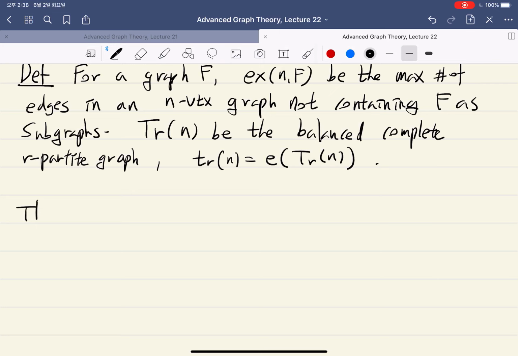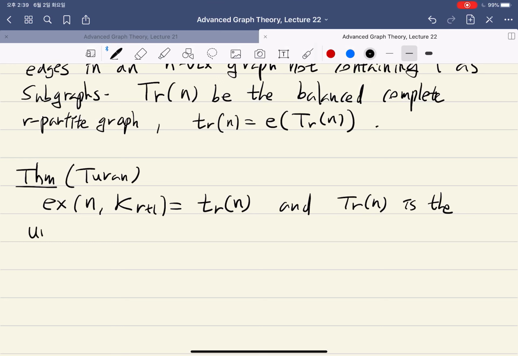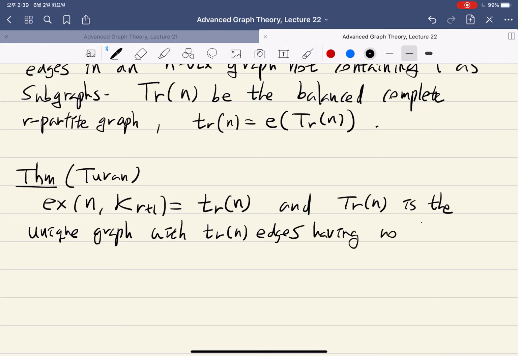And Turan theorem says that the extremal number of K_{r+1} is exactly t_r(n), and this Turan graph, the balanced complete r-partite graph, is the unique graph with equality, with this many edges having no complete graph of r plus 1 vertices.